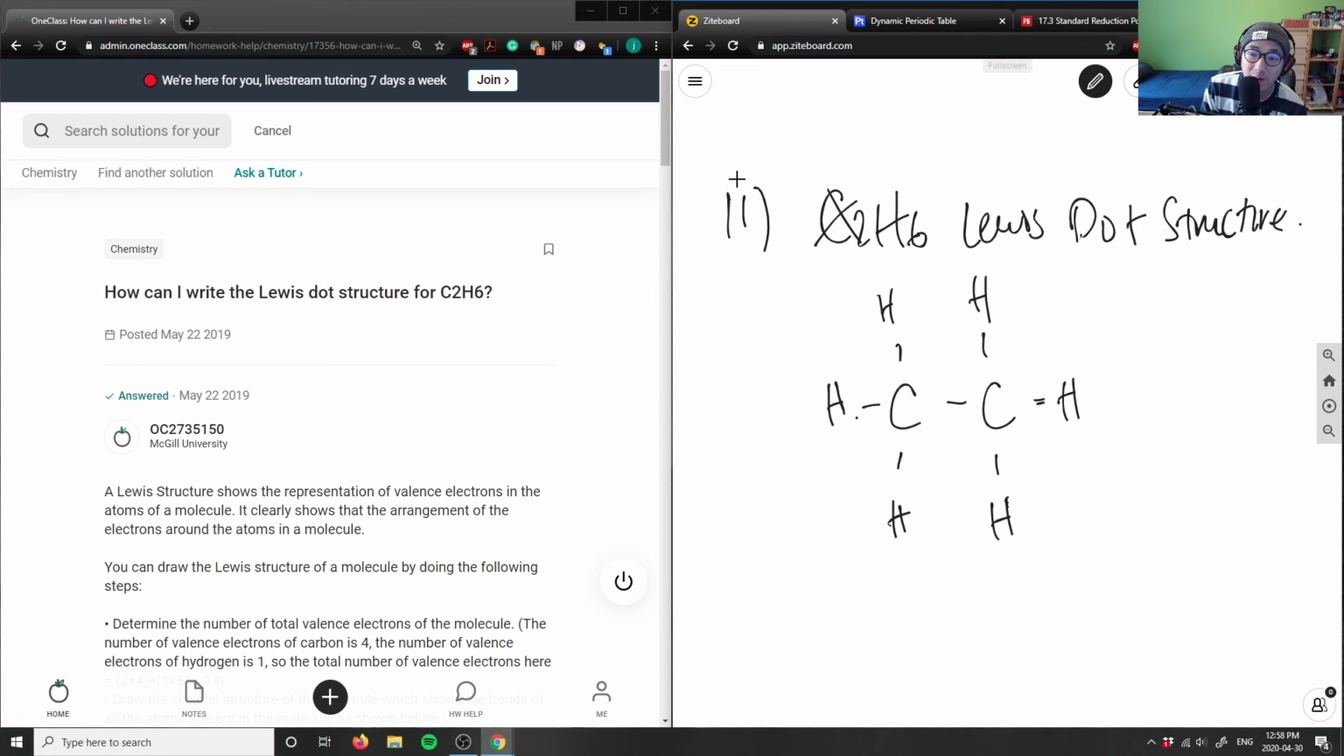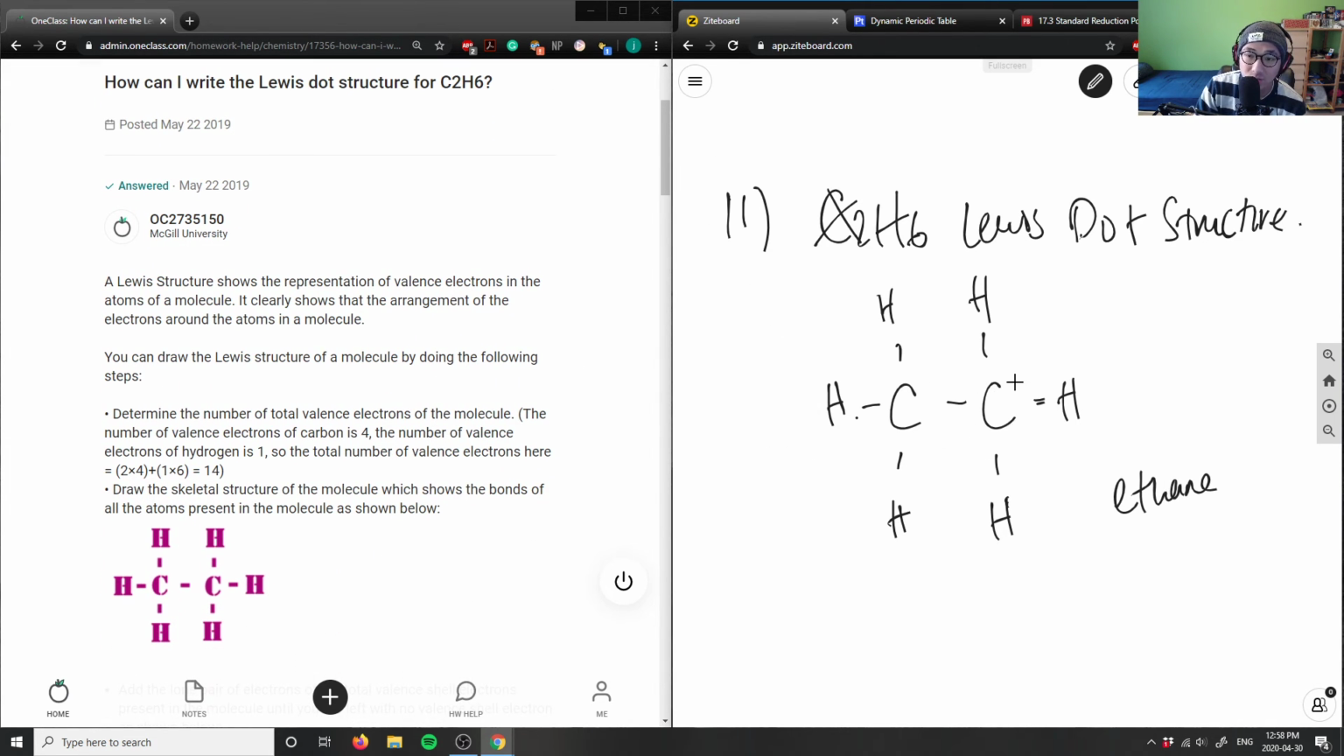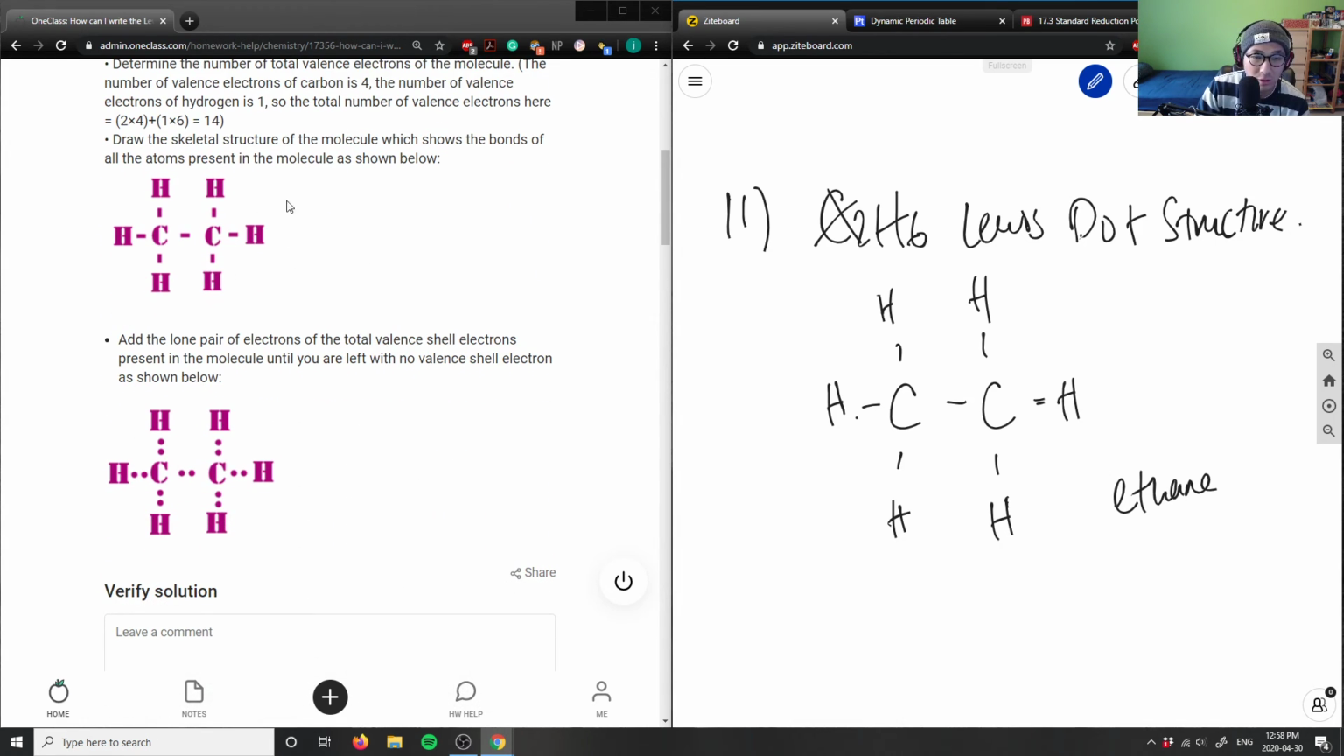And this here will be my answer for this Lewis dot structure. This is actually the structure of ethane. You can think of this as the skeletal structure. Again, you can think of it as counting valence electrons. Carbon here can make 4 bonds. Carbon here is making 4 bonds, which is awesome. That's basically about it for this structure. So this here is the structural diagram for this.